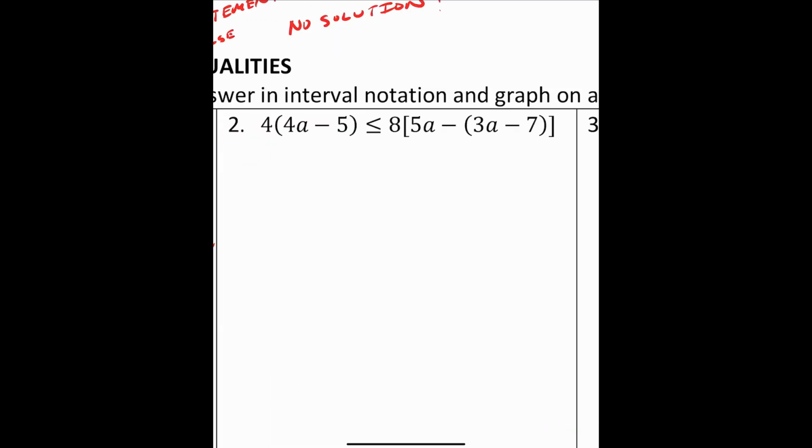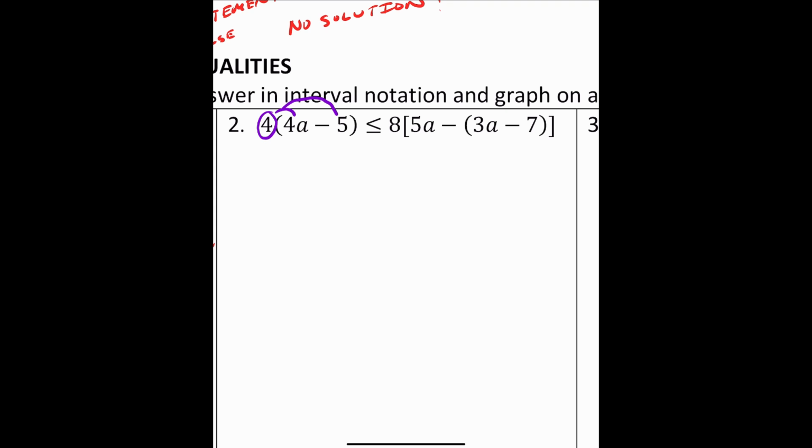So number 2, I have 4 times the quantity of 4a minus 5, which is less than or equal to 8 times the quantity of 5a minus the difference between 3a minus 7. So what I'm going to do for number 2 is apply the distributive property. Notice that I can distribute the 4 to each term inside of this parentheses. But when I look over here, we have a lot going on.